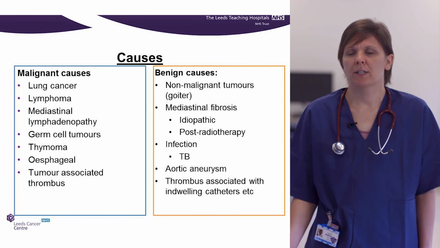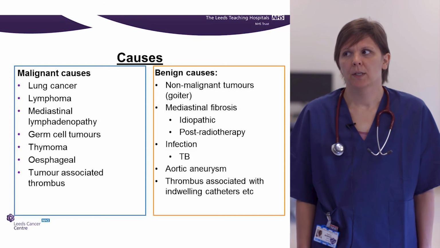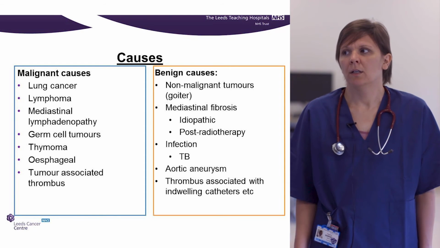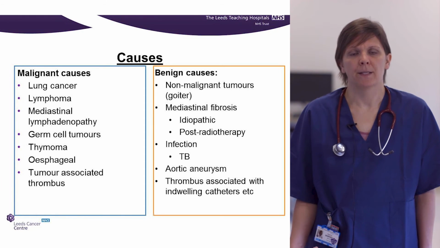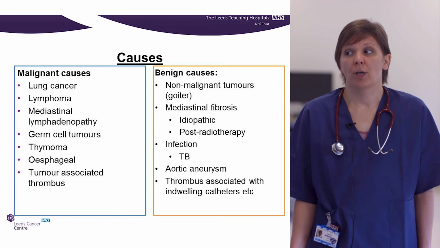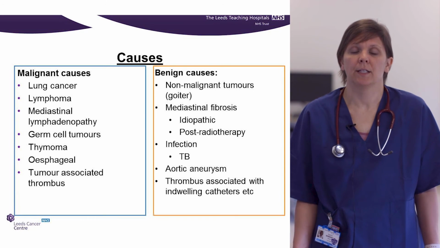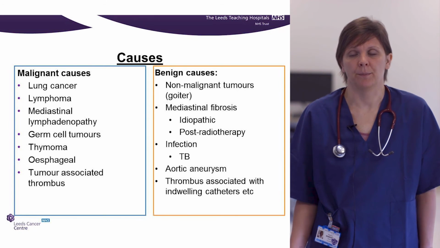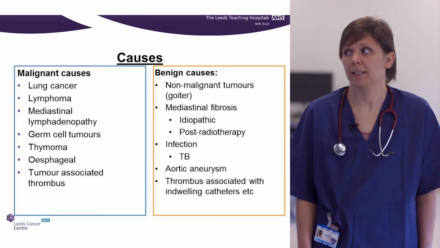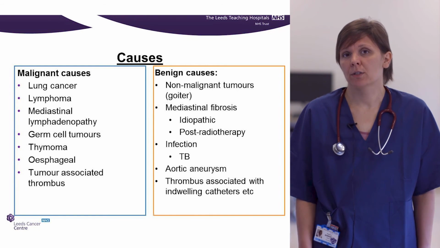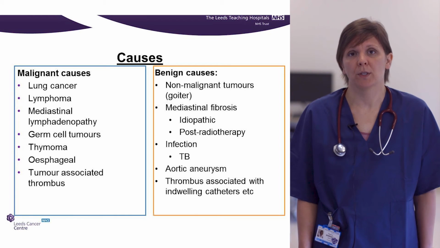And so here we've listed the causes of SVCO. Now the malignant causes are, as you would anticipate, tumours which affect the mediastinum and the central chest. So lung cancers, lymphomas, germ cell tumours, thymomas, esophageal cancers, or potentially a thrombus caused by the hypercoagulability of a patient that has an underlying diagnosis of malignancy.